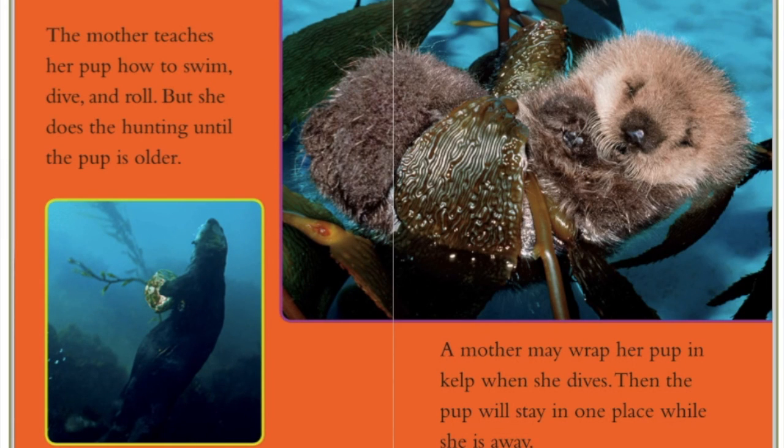The mother teaches her pup how to swim, dive, and roll, but she does the hunting until the pup is older. A mother may wrap her pup in kelp when she dives. Then the pup will stay in one place while she is away.